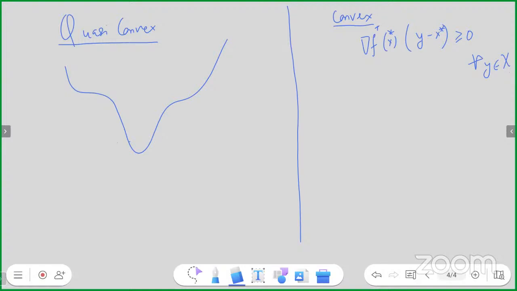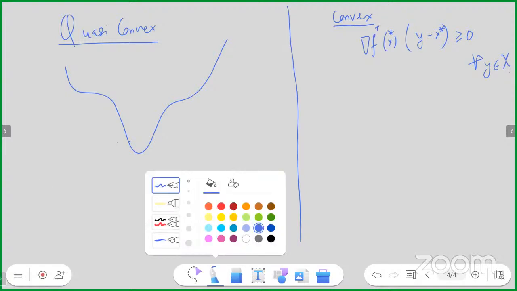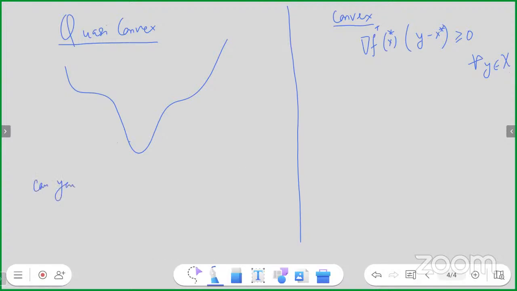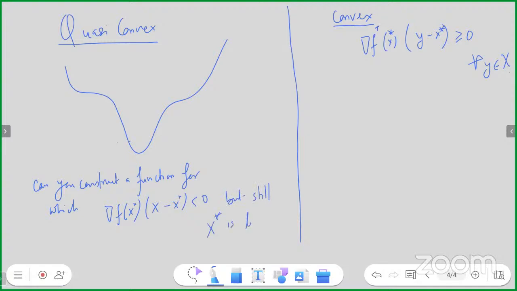Sorry, let me just write the task out. Can you construct a function for which del f(x star) transpose (x minus x star) is less than 0, but still x star is local or global?